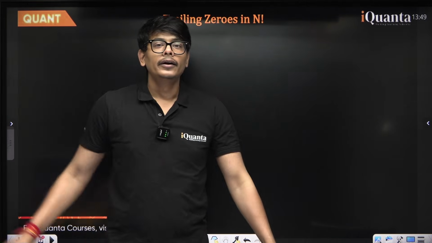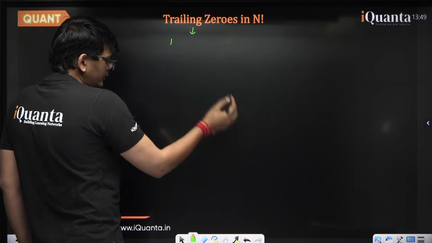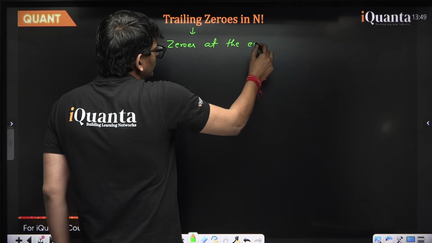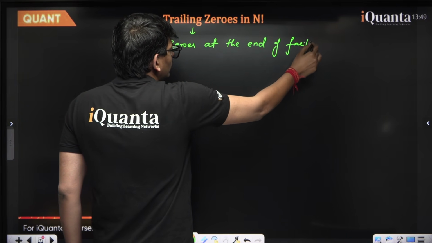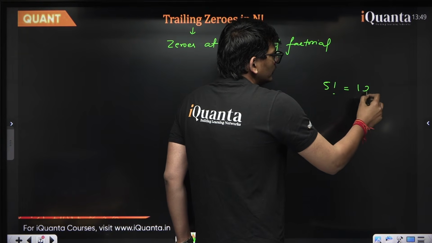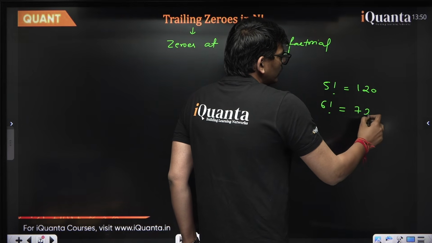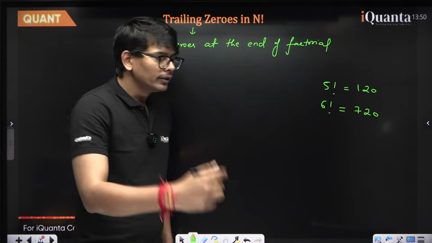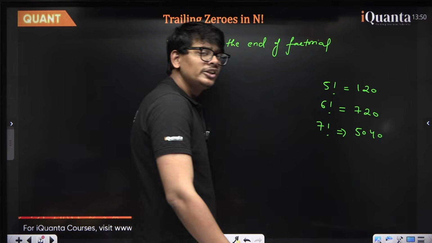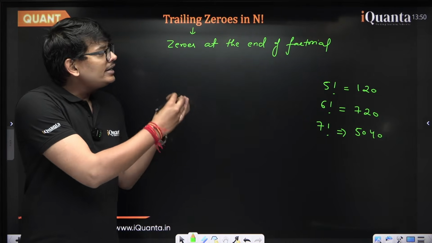In this part, trailing zeros. Now let's apply this. Trailing zeros means, guys, zeros at the end of factorial. When we solve a factorial, let's say 5 factorial is 120. So how many zeros at the end of 5 factorial? 1. 6 factorial is 720. How many zeros at the end of 6 factorial? 1. 7 factorial is 5040. How many zeros at the end of 7 factorial? 1. So trailing zeros means number of zeros at the end of factorial.